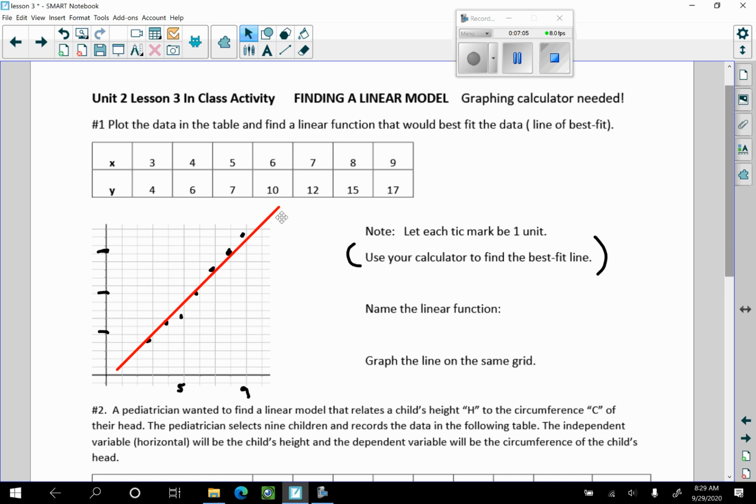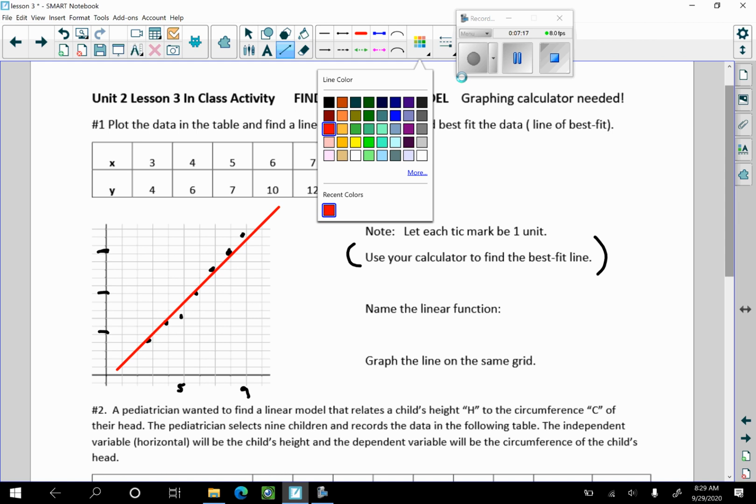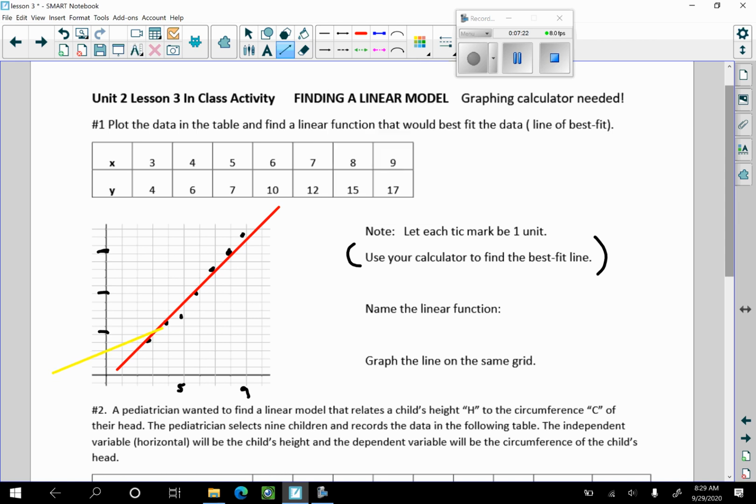Why students are uncomfortable with this is there are multiple correct answers. But true or false, there are incorrect answers. If I chose this line, let's do a yellow line, that went through those 2 points right there, would that be a good line? Would that line fit the data? Heavens to Betsy, no. But there are other lines that could fit the data nicely, and we will choose.